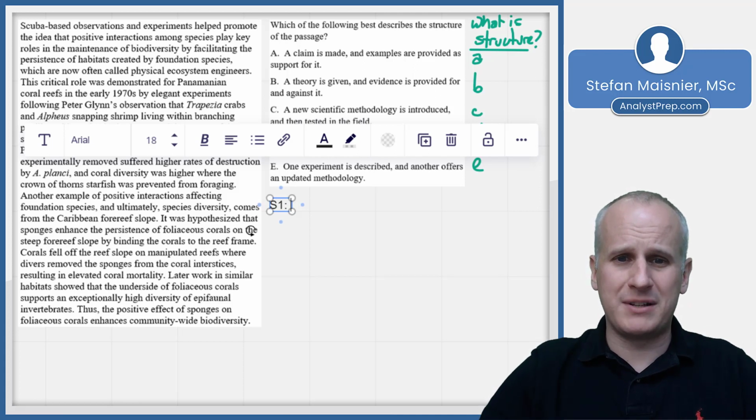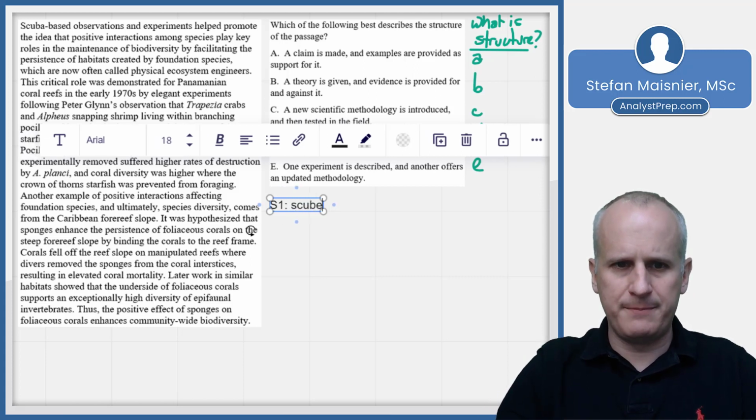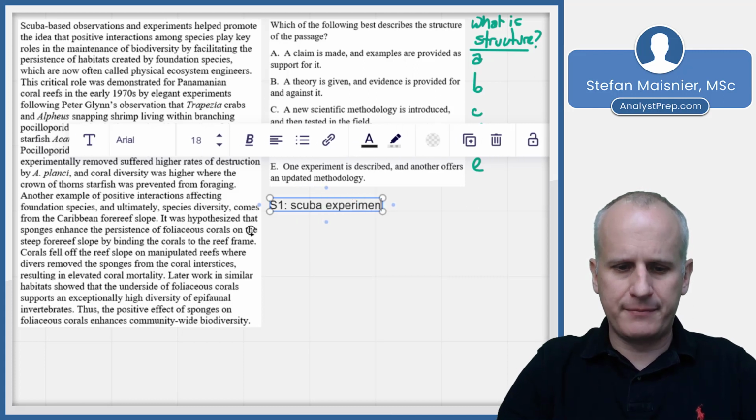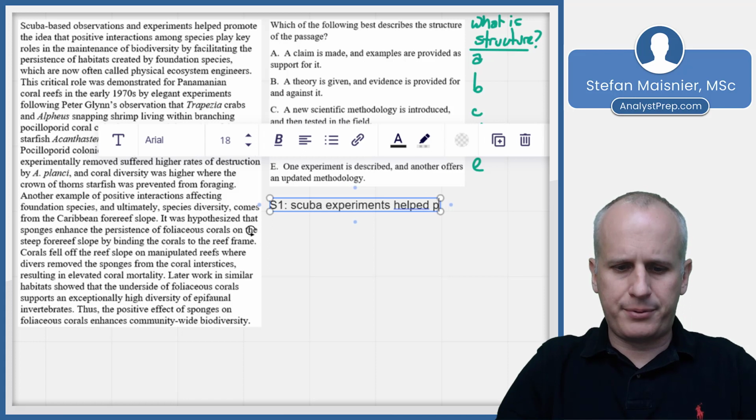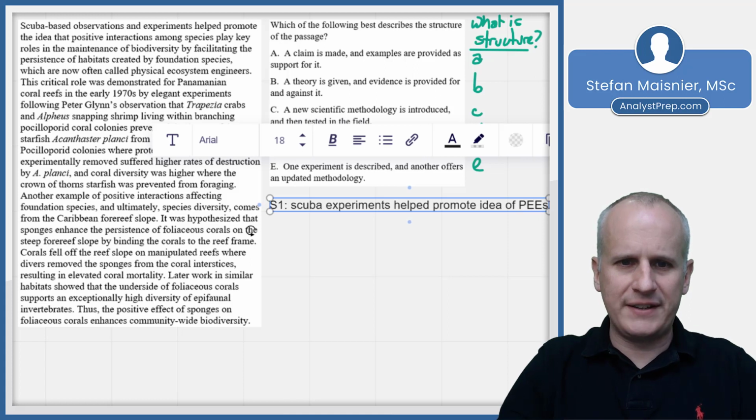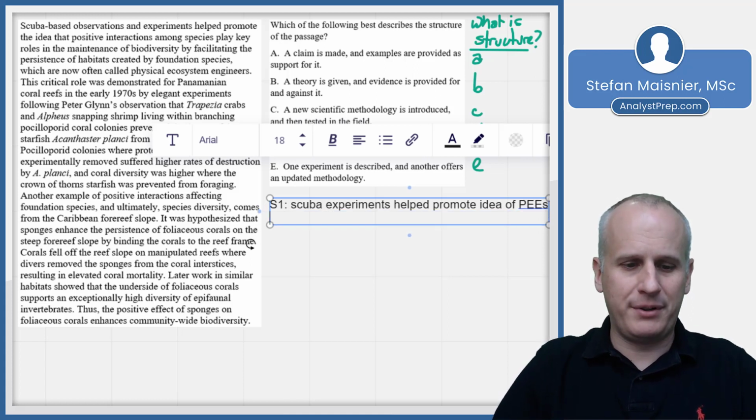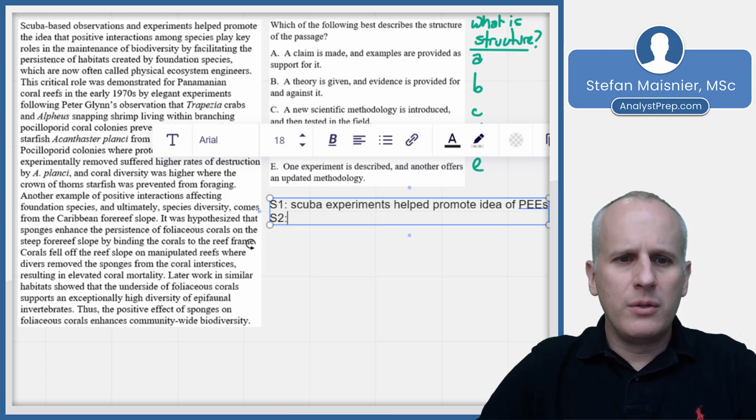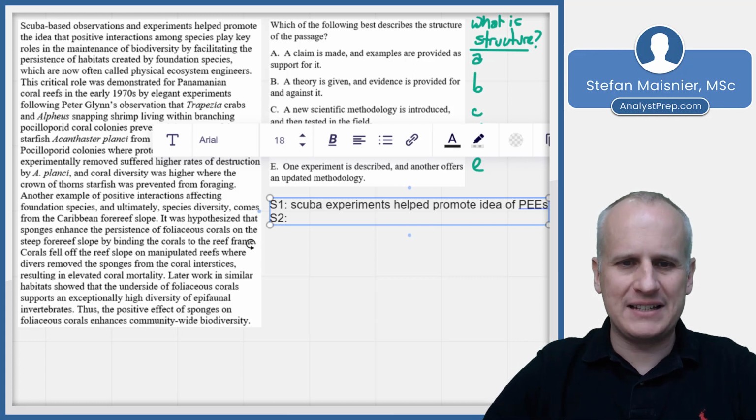Scuba-based observations and experiments help promote the idea that positive interactions among species play key roles in the maintenance of biodiversity by facilitating the persistence of habitats created by foundation species, which are now often called physical ecosystem engineers. So we know that scuba experiments helped promote the idea of PEEs, for physical ecosystem engineers. Simple enough.